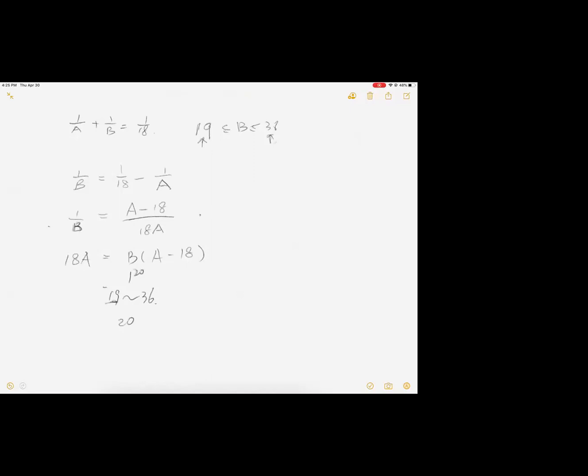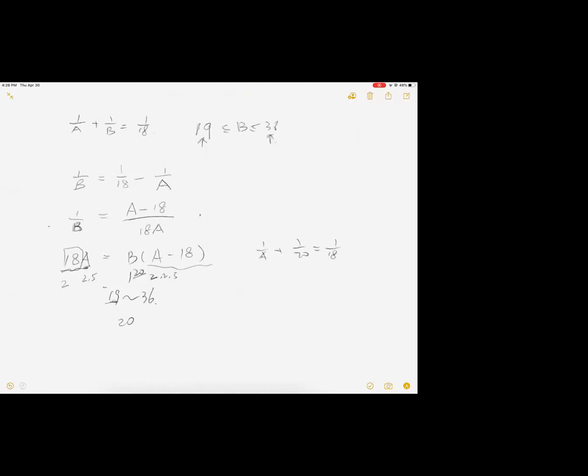20 times something equal to 18 times something, right? The factors of 20 are 2, 2, 5. And here is 18. 18 has a 2. So that means A has to have a 2 and a 5, right? So in this case, we can find, okay, so B is 20. So what number can we have for A? If B is 20, one way to do this is 1/A plus 1/20 equals 1/18.